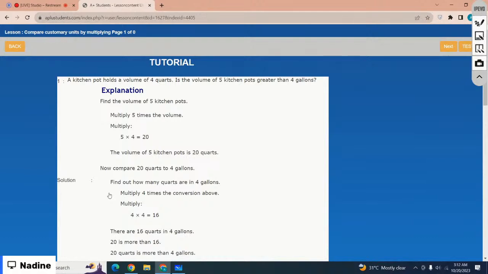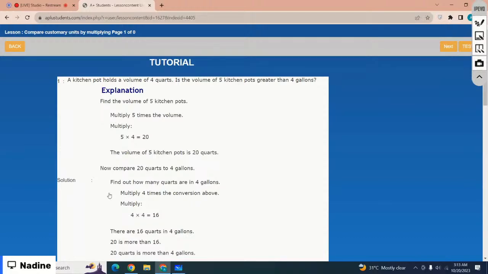So 5 kitchen pots means you have to do 5 times 4, right? That is the volume of the 5 pots. You have to calculate the volume of the 5 pots. So 5 times 4 is 20 quarts, right? You have to compare 20 quarts to 4 quarts, right?